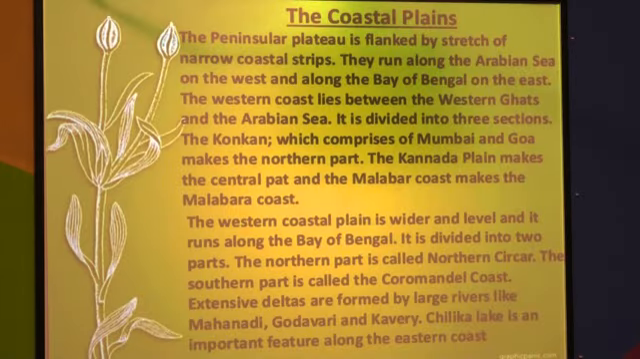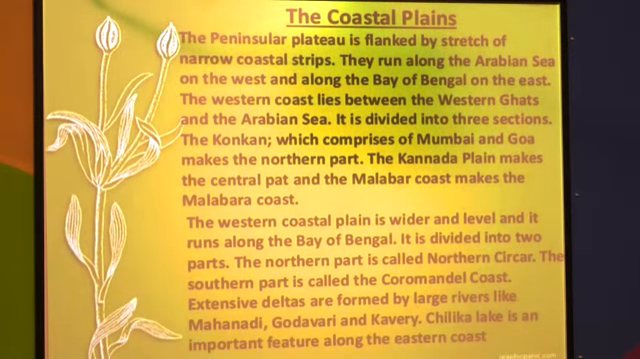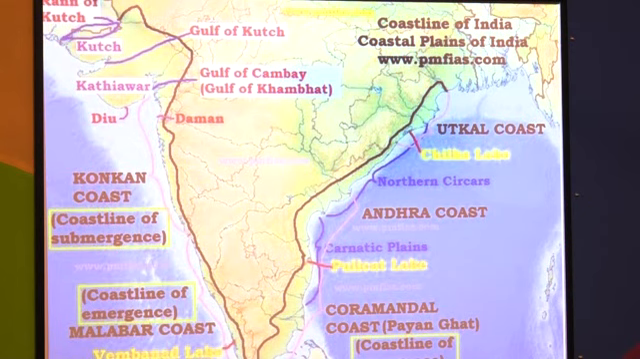See, the western coast lies between the Western Ghat and the Arabian Sea. It is divided into three sections. The Konkan from Mumbai to Goa makes the northern part, the Kannada plain the central part, and the Malabar coast the southern part. See here, first one from Mumbai to Goa, Konkan coast; in the southern part, from Goa to near Karnataka, it is called the Kannada coast, Kannada plain area, and the southern part is called the Malabar coast. Means this western coastal plain is divided into three sections, Konkan, Kannada and Malabar.